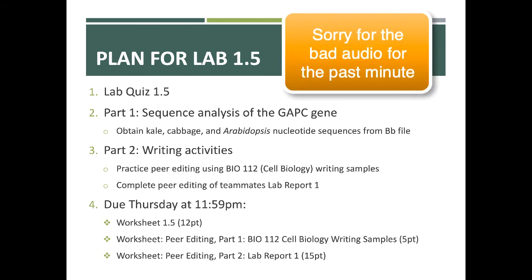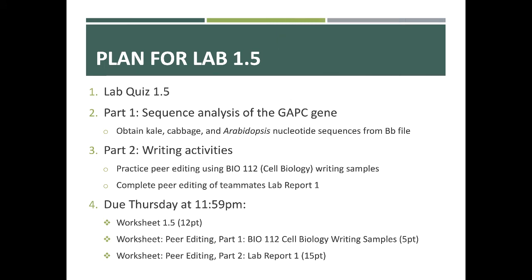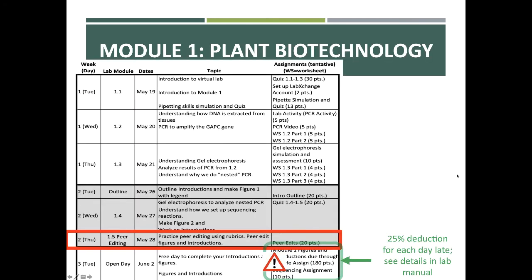So what's due from this lab on Thursday at 11:59 p.m. is worksheet 1.5, plus the worksheet peer editing part 1 of the Biology 112 cell biology writing samples, and part 2 lab report. So here's the module 1 flow from your syllabus. But today what we're doing, it's not shown here, it must be hidden under the red line here, but we're analyzing the DNA sequences, plus we're doing the peer editing practices.